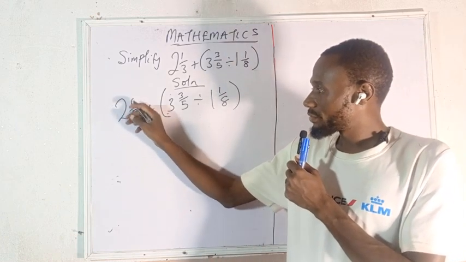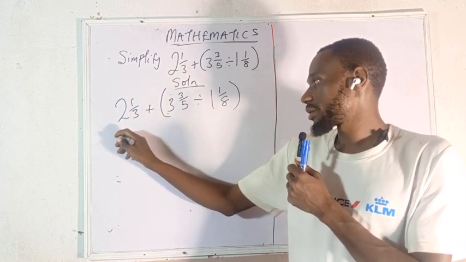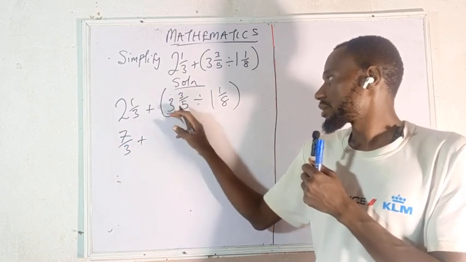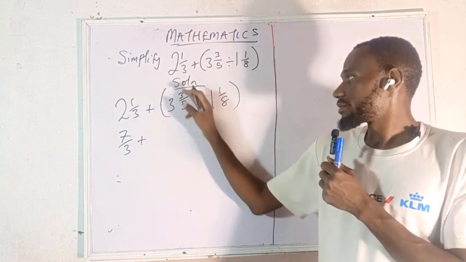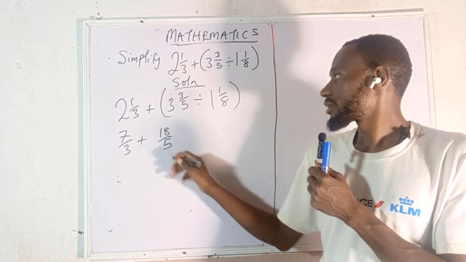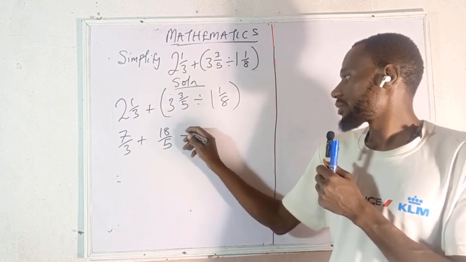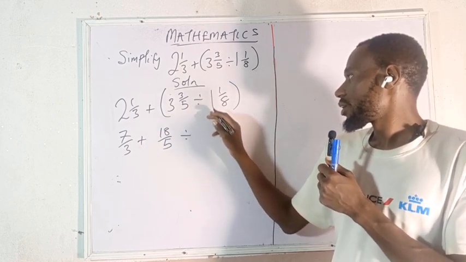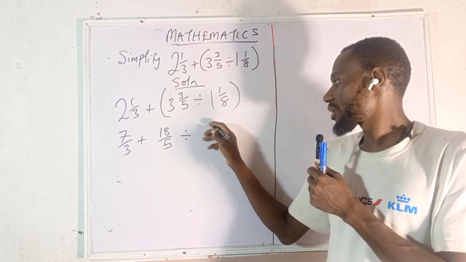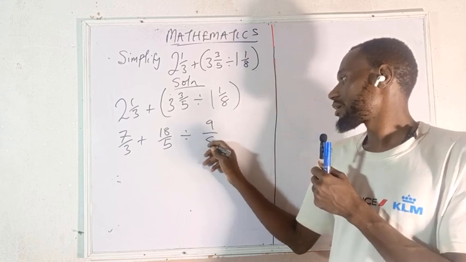We have 2 times 3 plus 1. That is, here we have 7/3 plus 3 times 5, 15 plus 3, that is 18/5, divided by 1 times 8 plus 1, that is, here we have 9/8.